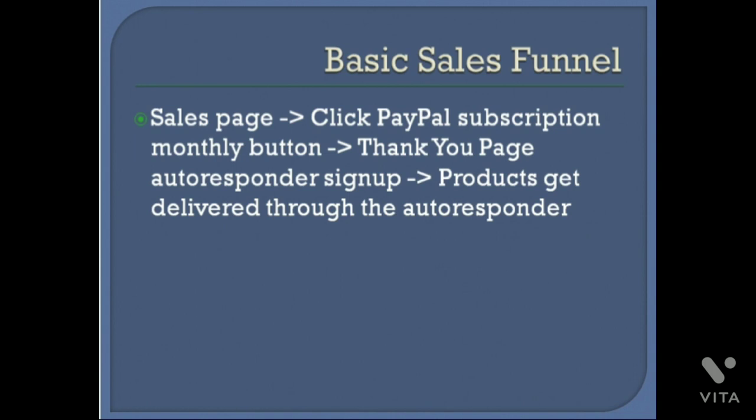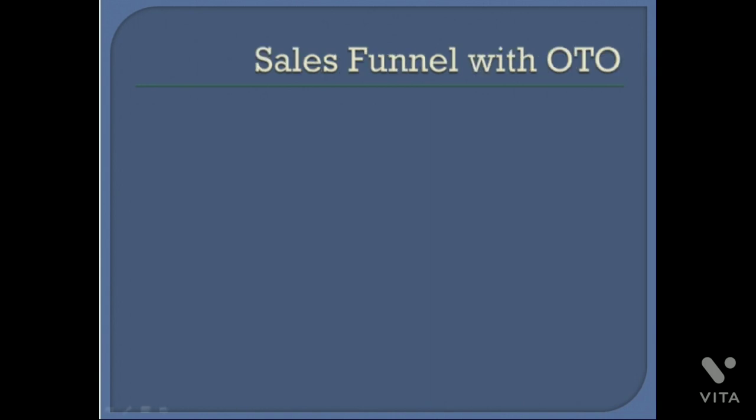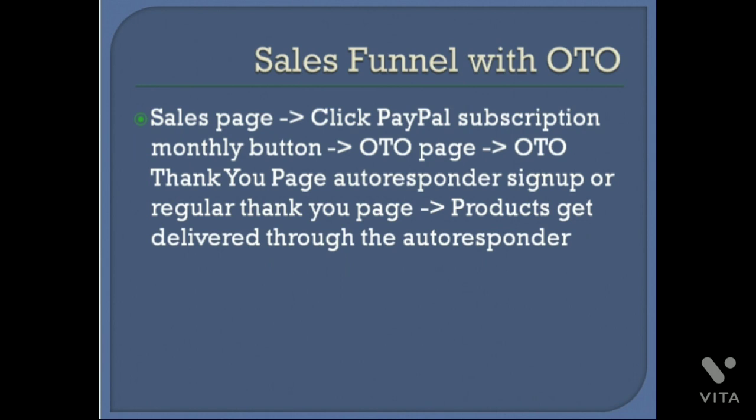Now, if you were to get a little more complicated and add a sales funnel with a one-time offer, it would look like this. You have a sales page, they click the PayPal button, and then after that, they see a one-time offer that says, hey, hold on, we've got a one-time offer here. If they purchase it, they get sent to the one-time offer thank you page with the autoresponder. Or if they say no, they're sent to the regular thank you page. Then after that, the products get delivered through the autoresponder.